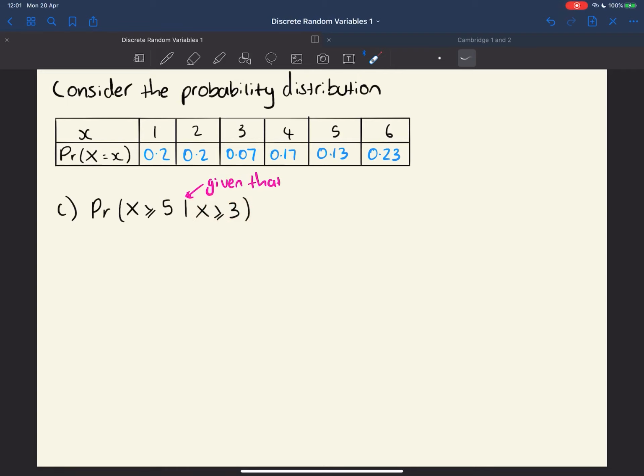And so instead of getting this and adding it to this, it is not adding. This is actually dividing, right? It's a special type of conditional probability. We did this in year 11. So let's go ahead and do it now.